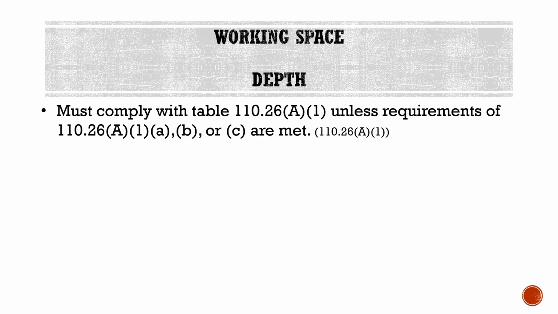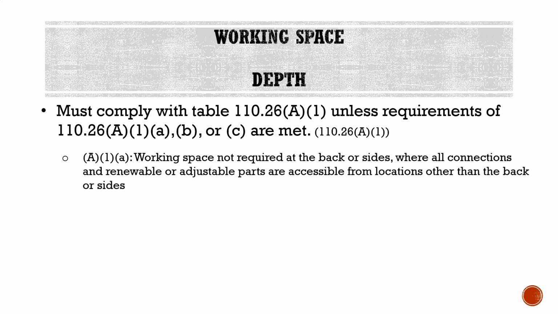And that's true for any type of equipment that we talk about, whether it be a disconnect or a switchgear or a transformer. So the depth of the working space must comply with Table 110.26A1 unless requirements of 110.26A1A, B, or C are met. So in normal circumstances, we're going to be looking at 110.26A1. However, we do have some exceptions for A, B, and C of 110.26A1.